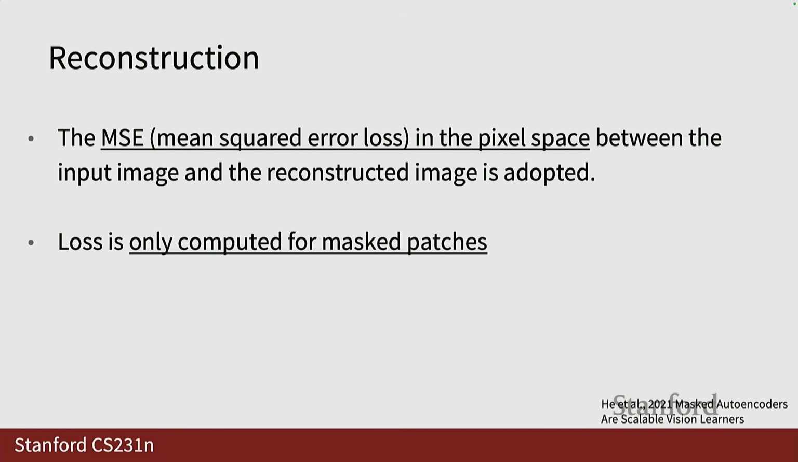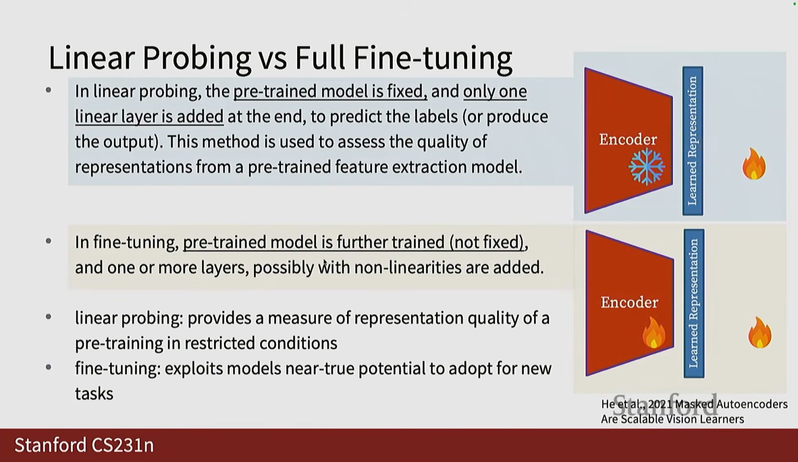So how do we train this? This is a simple MSE-based, mean squared error, loss function between the image and the reconstructed image. The loss function is only computed for the masked patches, similar to the previous one that I just talked about. And when we do the training, they've shown in the paper that you can do either linear probing or full fine-tuning to use it for your downstream tasks, for any of the applications that you have in mind.